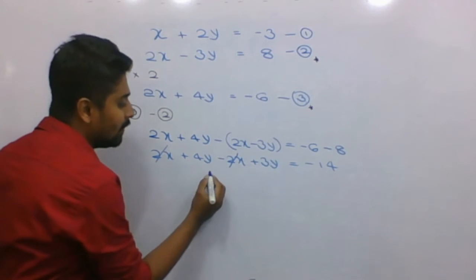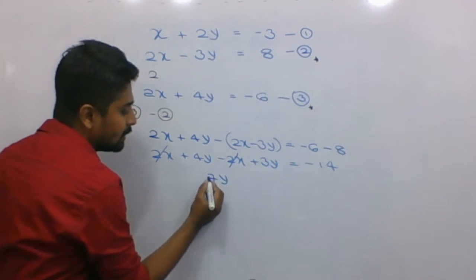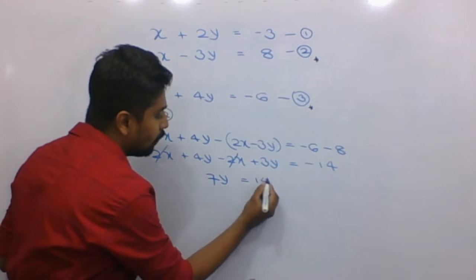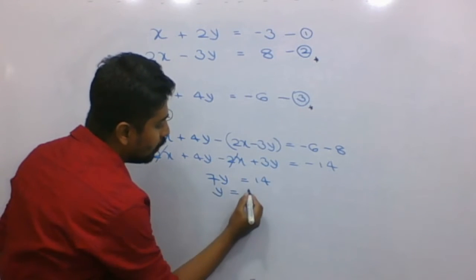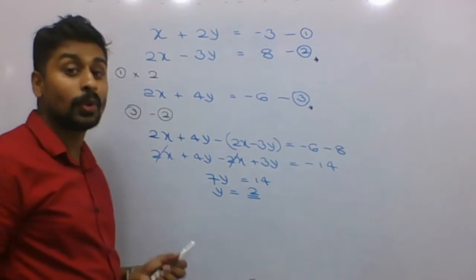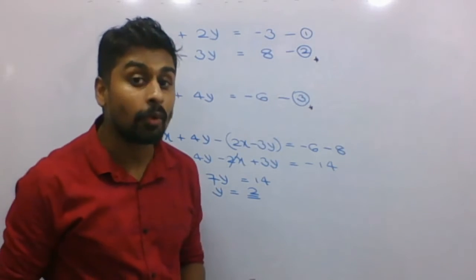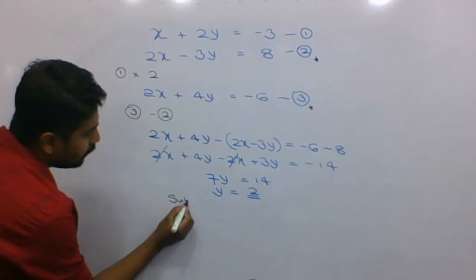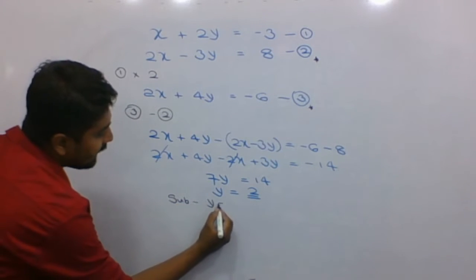Plus 4y plus 7y, it becomes 7y. 7y equal 14. Then y equal what? 2, because we divide both sides by 7, then you will get y equal 2. Then what we have to do? You have to find the x value.